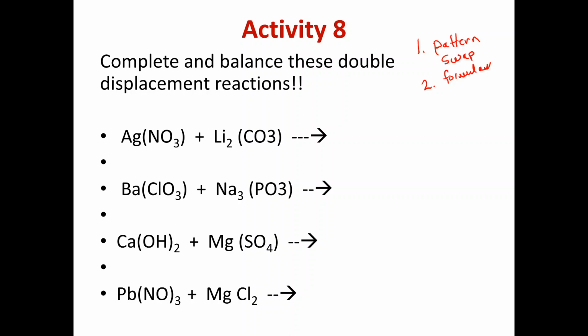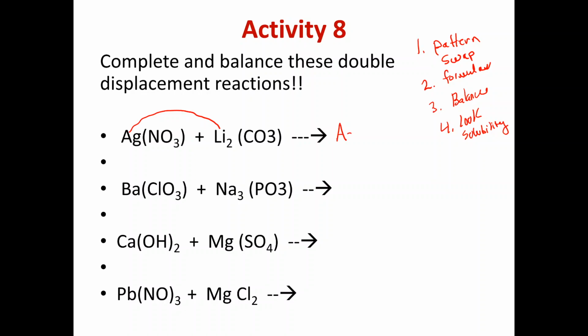They're not the same as on the other side. Balance the reaction, which you now know how to do pretty well, and then look for solubility using the table, which you get to use for the test and the quizzes. So here's the pattern first.